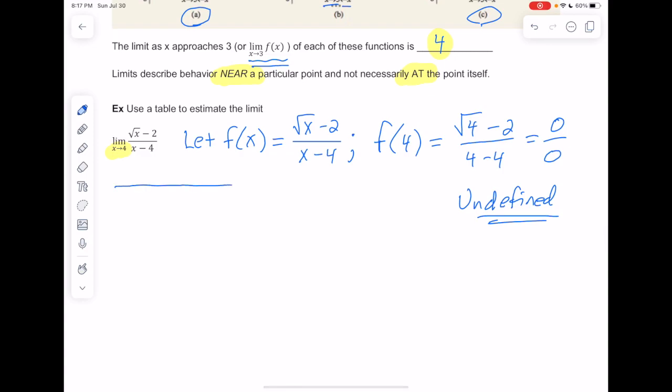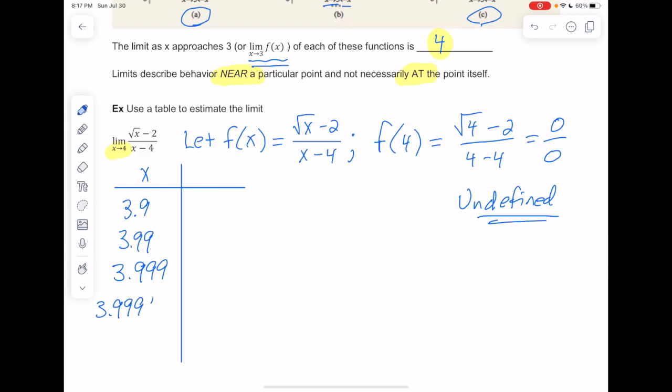So I'm going to go ahead and make that table here. And we're going to plug a lot of different values in for x. We're going to start out approaching 4 from the left-hand side, so we'll plug in numbers a little bit less than 4, like 3.9, 3.99, 3.999, and then we'll just kind of go overboard here at the end, and we'll go 3.999999. And we'll see what happens in all of those cases.